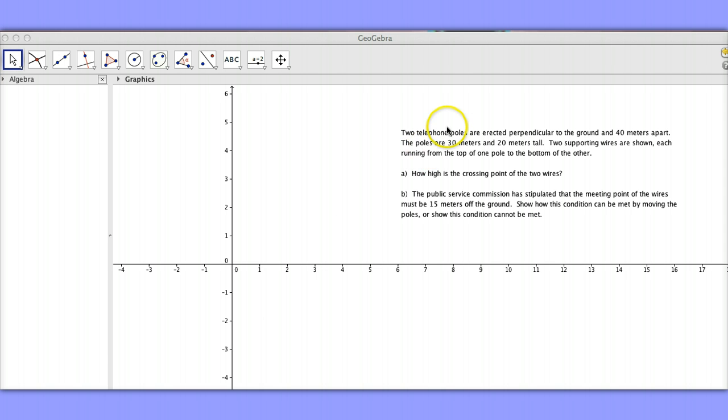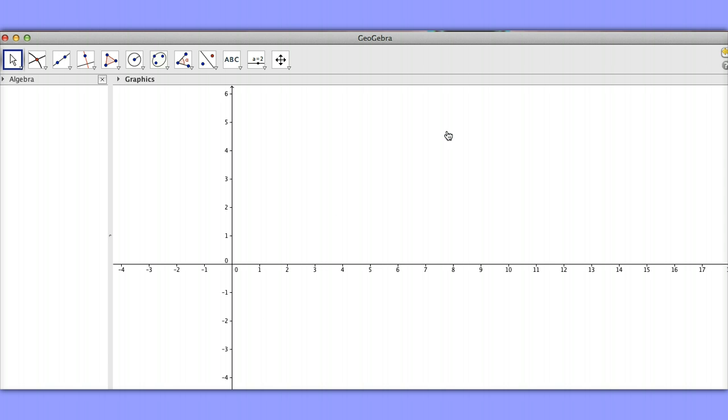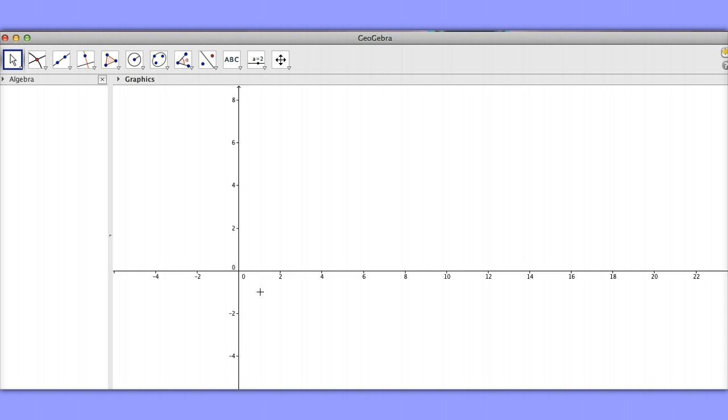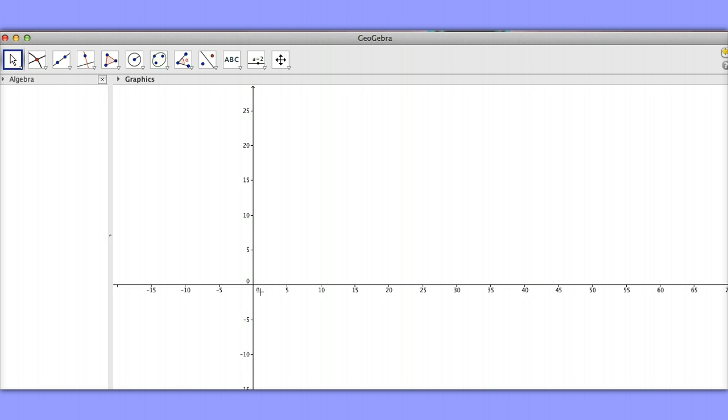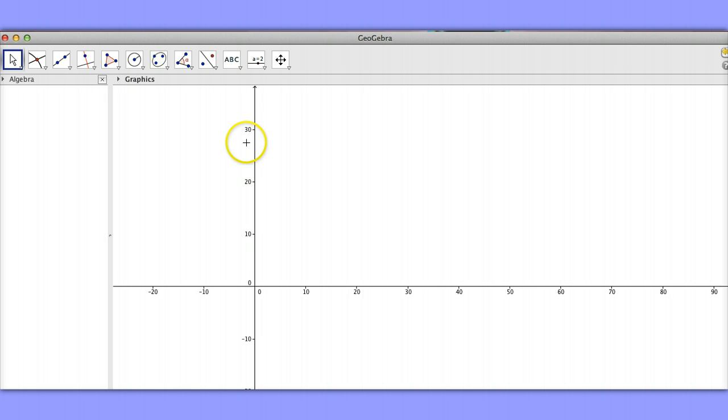So let's start by clicking on this and deleting the text. And I'm now going to change my axes so that I can actually graph what I want to graph on here. The one pole was 30 meters tall, so my y-axis here is 30, and they were 40 meters apart, so it looks like I can get this on here graph the way I want to.